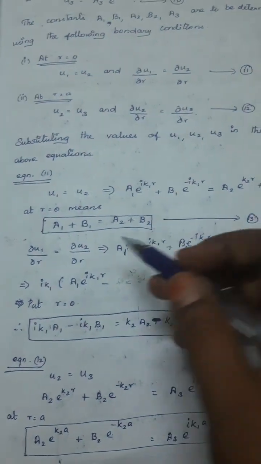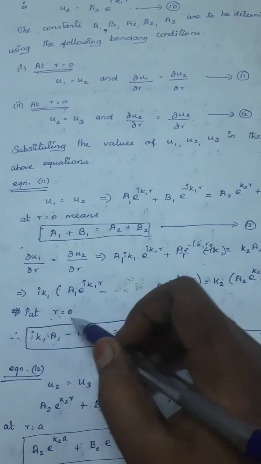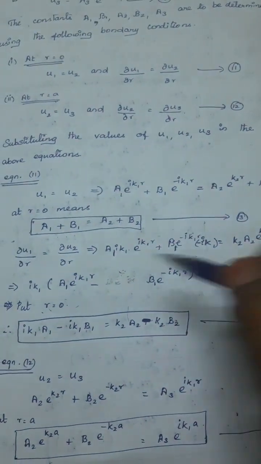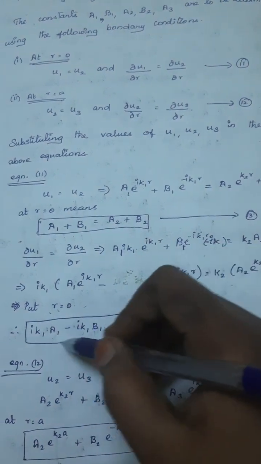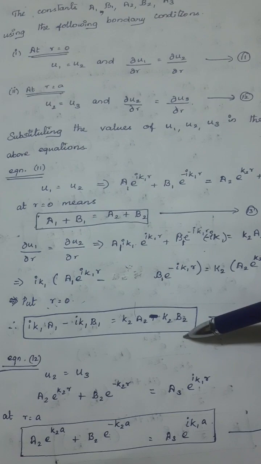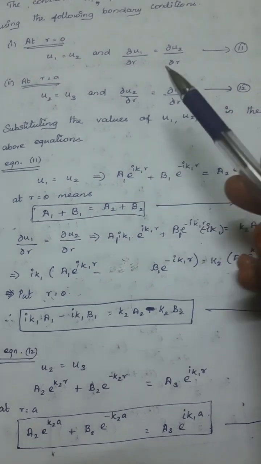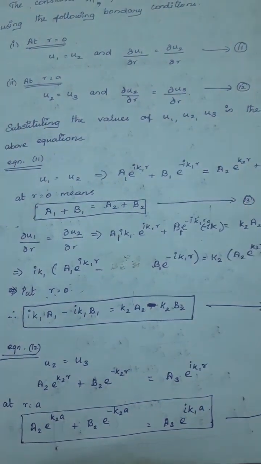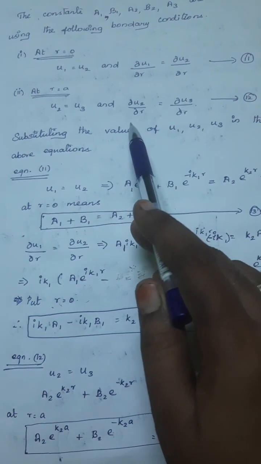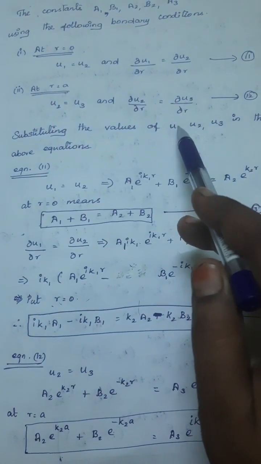Finally we get the answer at r equal to 0, where the exponential terms are equal to 1, and the remaining terms are there. So it is equation 13, and it is equation number 14. In the same way, for the boundary condition u2 equal to u3, and dou u2 divided by dou r is equal to dou u3 divided by dou r.